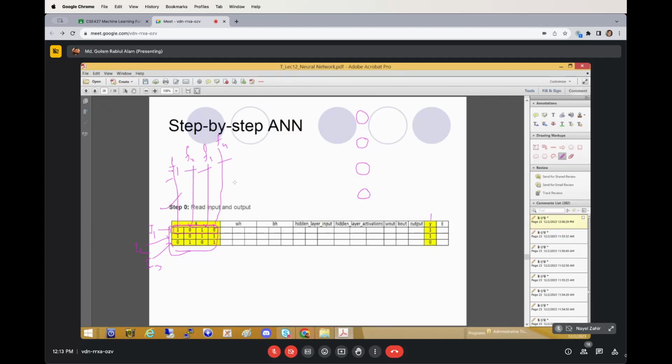Four neurons we have to add because we have the four features. So here is the F1, then F2, then F3, and then F4. So four features we have to add. Four neurons we have to add.